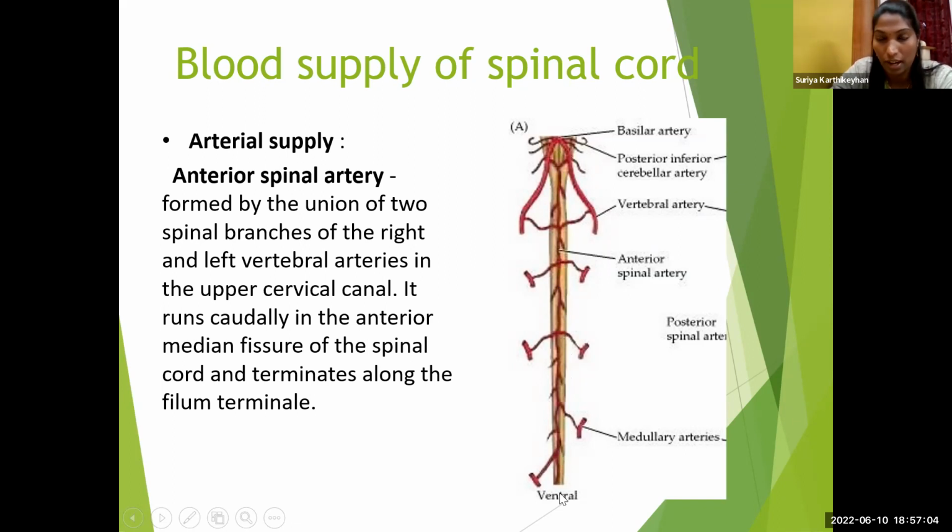Okay. I'll repeat. Anterior spinal artery arises as two branches from two vertebral arteries. They unite to form a single artery, that is the anterior spinal, which runs downwards caudally along the anterior median fissure and supplies most of the anterior part of the spinal cord.